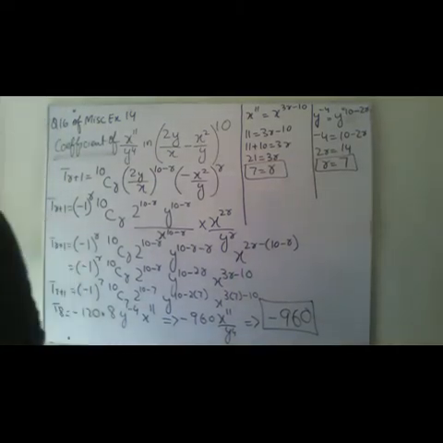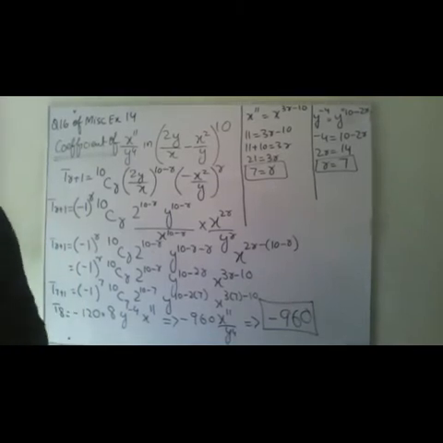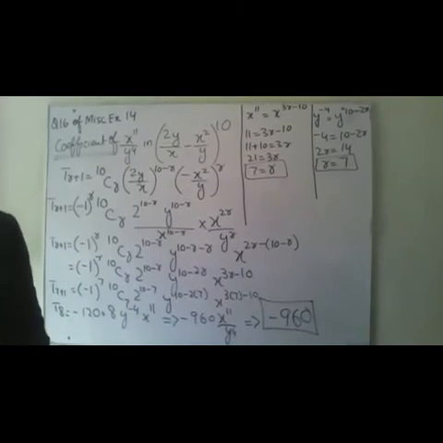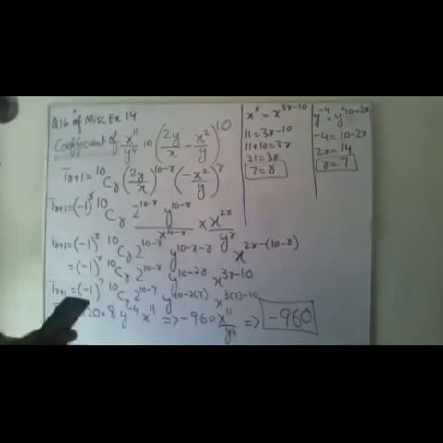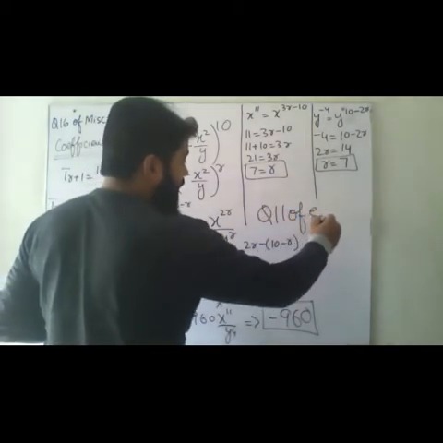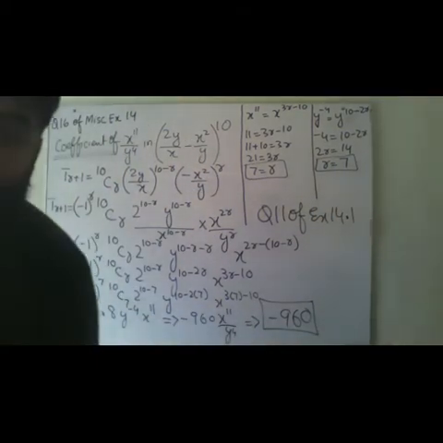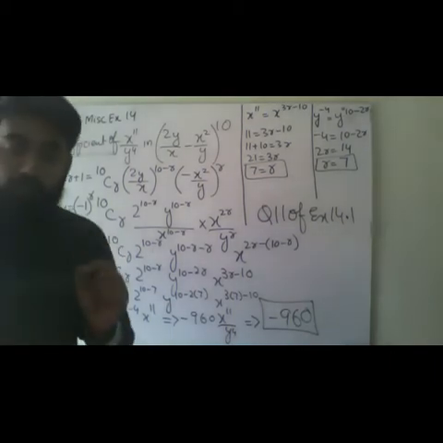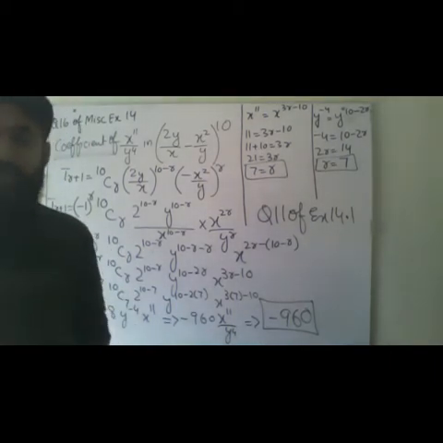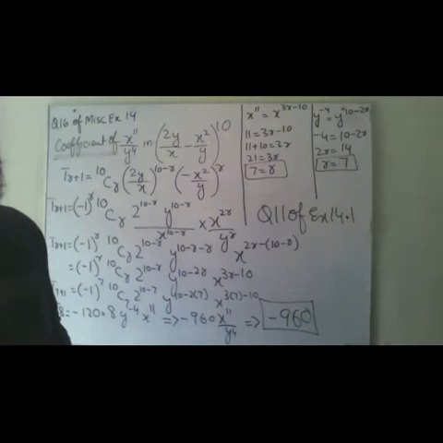Okay. Now, the same type of question as the one we have just done, question number 7 of exercise 14.2, is given in exercise 14.1, and that is question number 11 of exercise 14.1. It is the same question in which they are not giving you the term number, they are giving you the power of the variable, and from there you have to find the term number. You can try that question for practice.